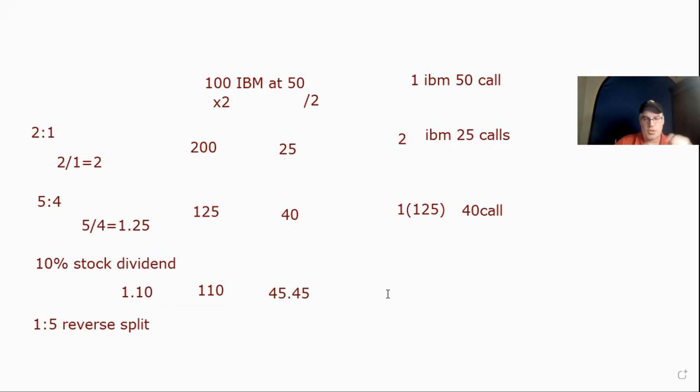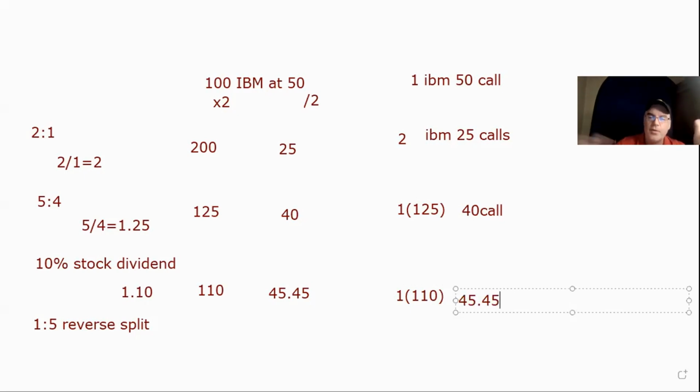Let's jump over to options. Same thing. So we still have one contract, but it's not an even split, so we can't have 10% of a call. So we now have it's worth 110 shares, 1.1 times 100 shares, and the new strike price is 45.45. So easy. Now, the last one, 1 for 5 reverse split. You notice I'm always getting to a multiplier. It's the same process.